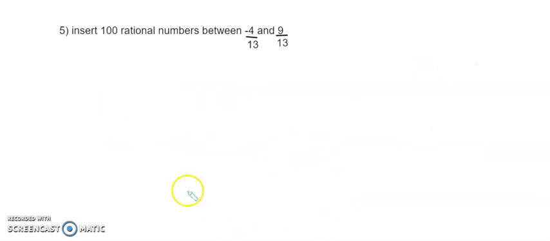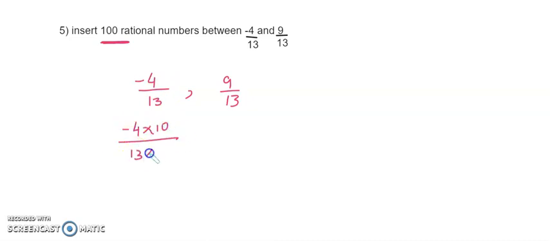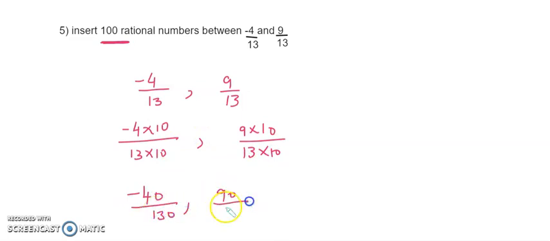But suppose, how many are they asking? 100 rational numbers. Between what? Minus 4 and 9. Is it really possible to find 100 integers between negative 4 and 9? No. So how to do it? Same rule, multiply by 10 to the denominator and to the numerator, means make it smaller. So we'll multiply by 10 to the numerator and 10 to the denominator in both the fractions. So we'll end up having minus 40 by 130 and 90 by 130.